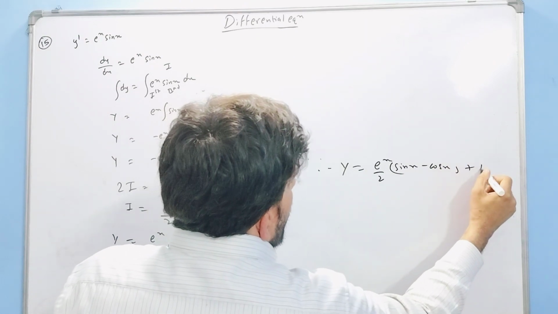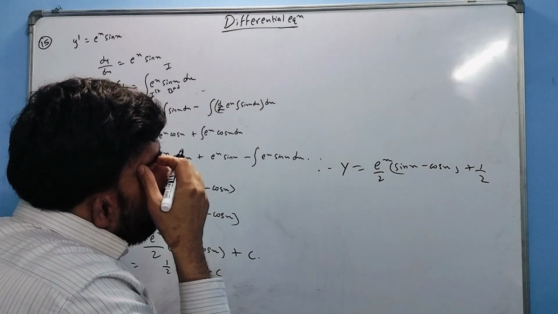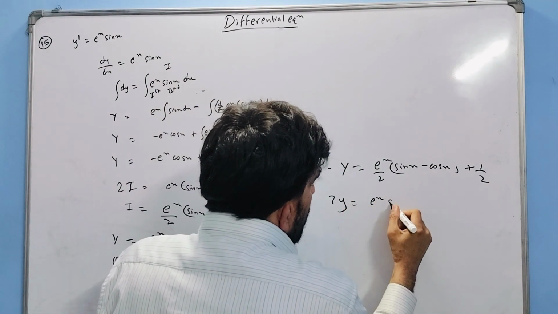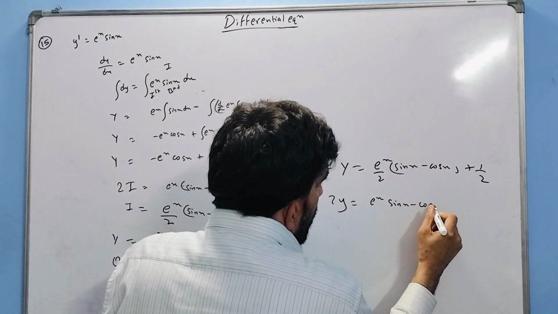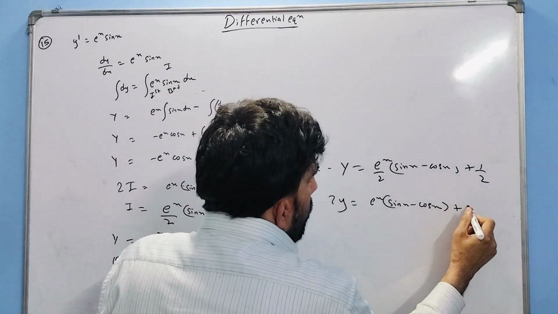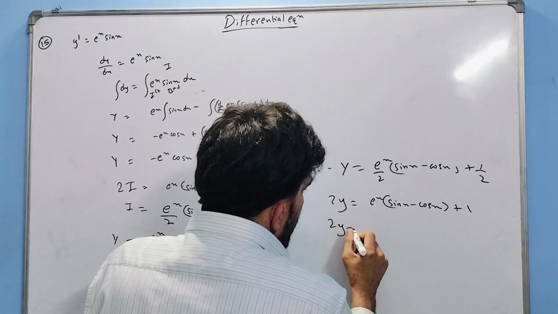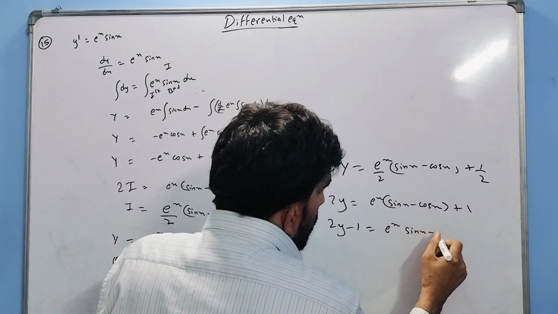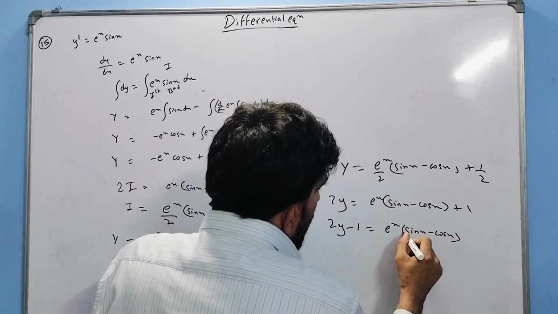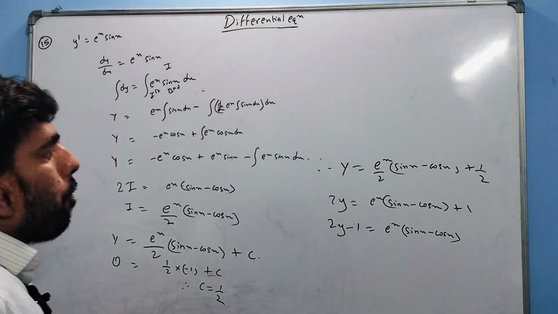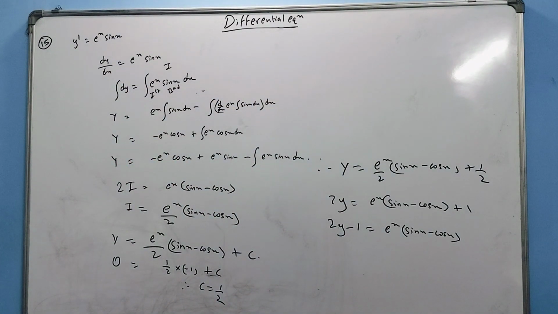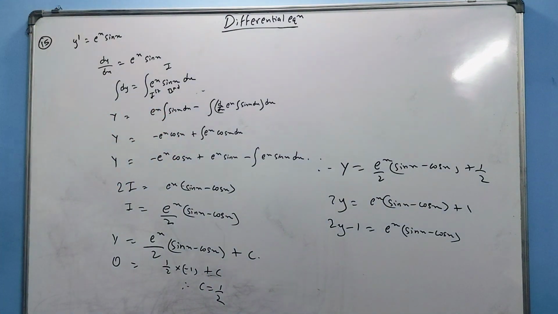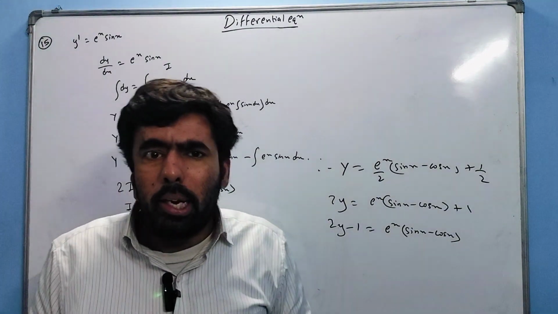What I can do? Take 2 as an LCM, and on that side I got e raised power x sin x minus cos x plus 1. So I got 2y minus 1 is equal to e raised power x sin x minus cos x. So finally I found the equation of a curve passing through 0, 0 and whose differential equation is given by this. Okay, so that is how we try to solve this.